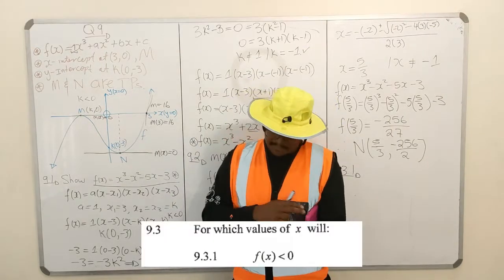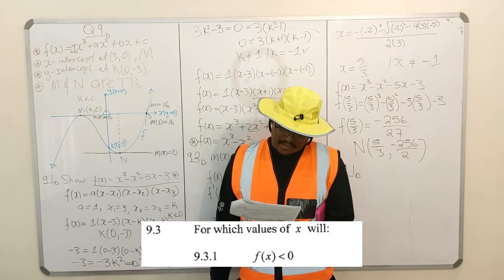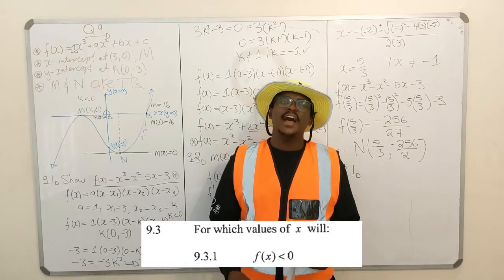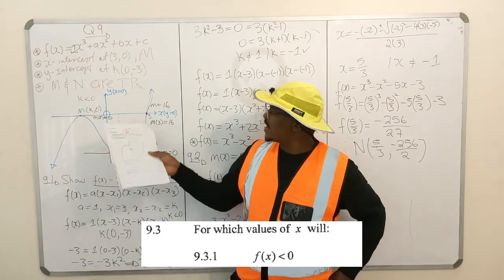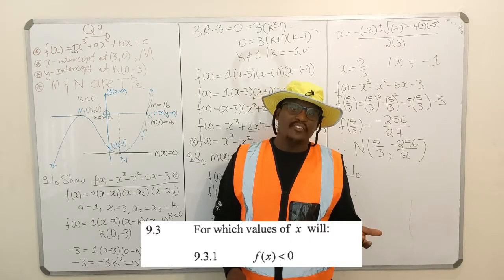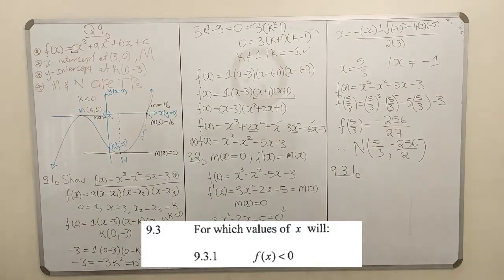Let's go. They are asking, for which values of x will f of x be less than 0? Right? They are asking, what are the values of x for which our graph will be negative? Where is our graph negative? That's the first question you should ask yourself.